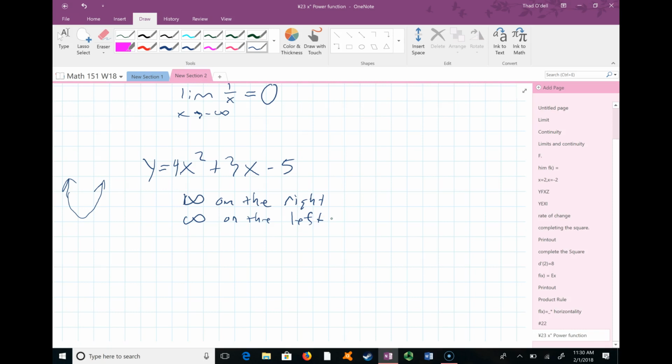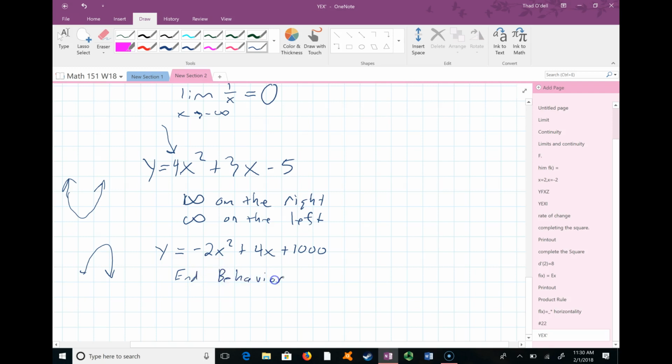So we can say in general, if the a value of a quadratic equation is positive, then the end behavior is going to be infinity on the right and infinity on the left. If I have something like this, it doesn't really matter what's happening out here. If I'm just talking about end behavior, notice that the a is negative this time. So now I know that I have an upside down parabola, and the end behavior is going to be negative infinity on the right and negative infinity on the left.